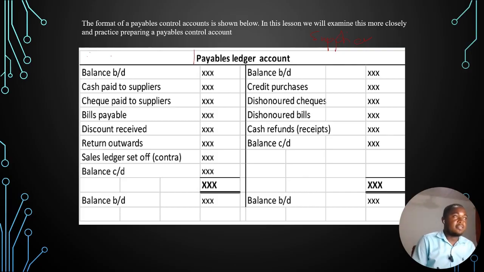So credit purchases. I said purchases has a debit balance. So you bought goods on credit. It means you are owing someone, so you become the creditor, right? And creditor is a liability. And I said all liability has a credit balance, right? That's why we credited this one. So anytime you buy goods on credit, you credit the payable ledger control account.